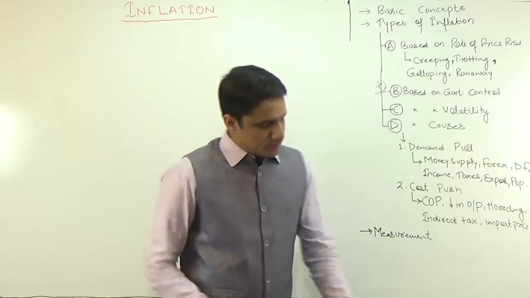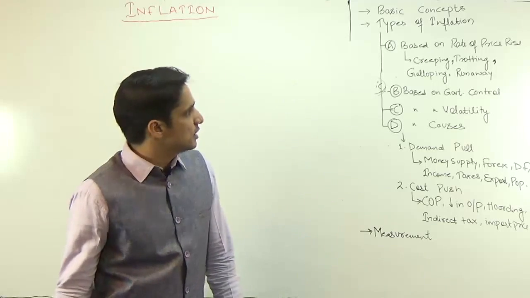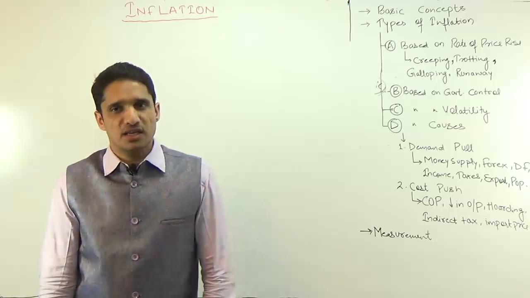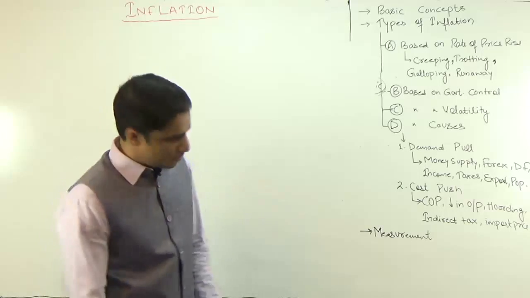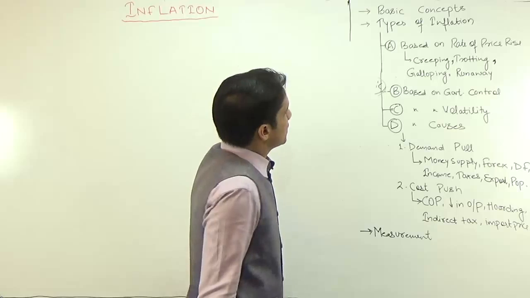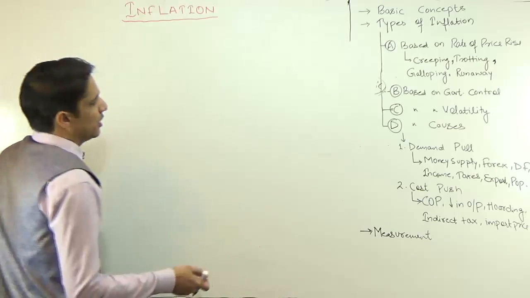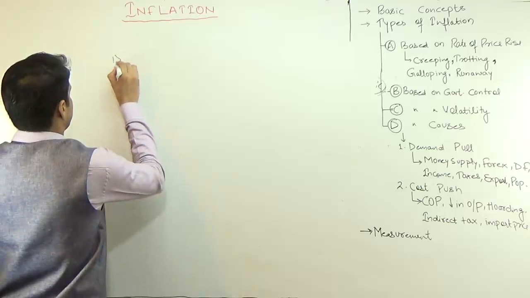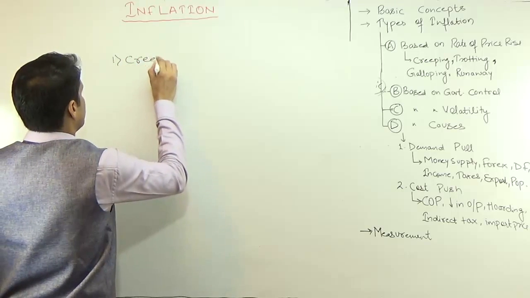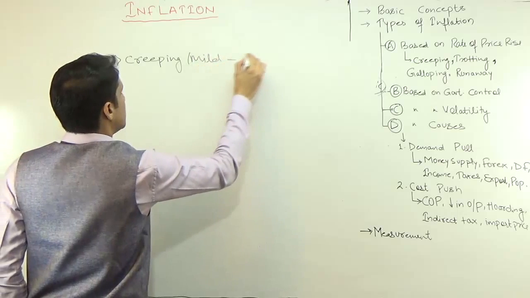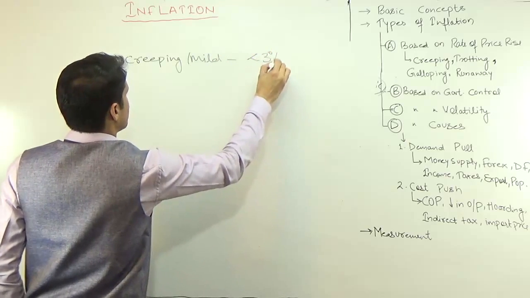So these are the basic concepts of inflation. Then we'll discuss the types of inflation we have. As per different criteria, we have different types of inflation. First, on the basis of rate of price rise, the rate at which the inflation has increased. The first one we have is creeping, also known as mild inflation. It is up to 3%.